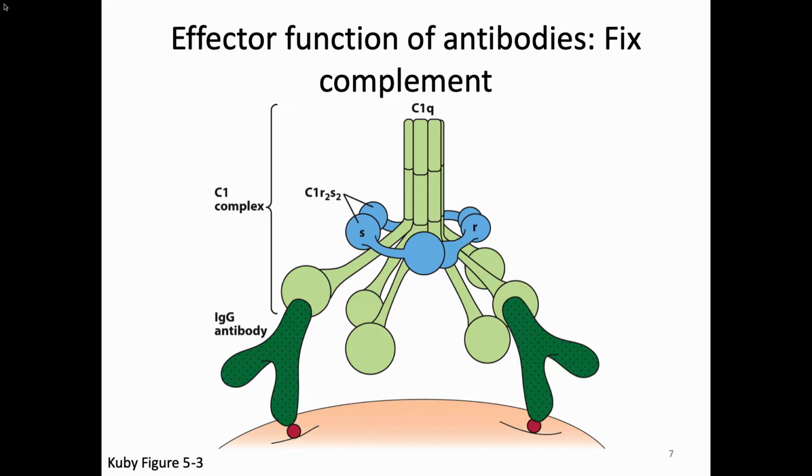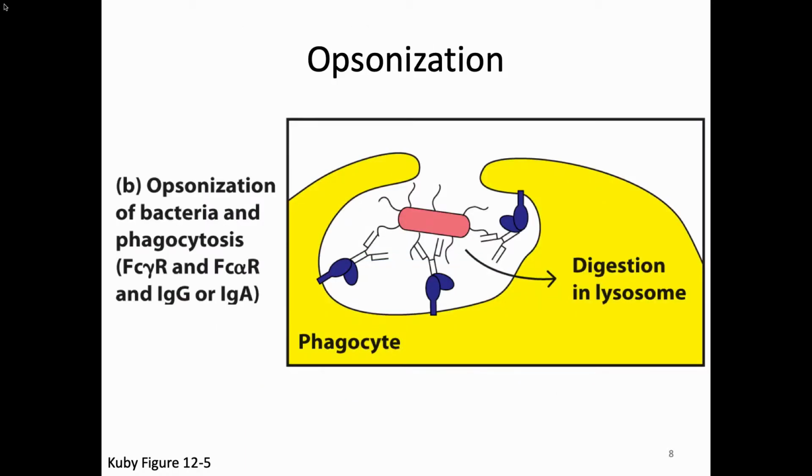The second big function of antibodies is that antibodies also can do opsonization. So if you coat something with antibodies, that also makes it more likely to get phagocytosed. Here we have some microbe that's coated with antibodies, and that will enhance the likelihood of that microbe getting phagocytosed, just like coating with complement would do.